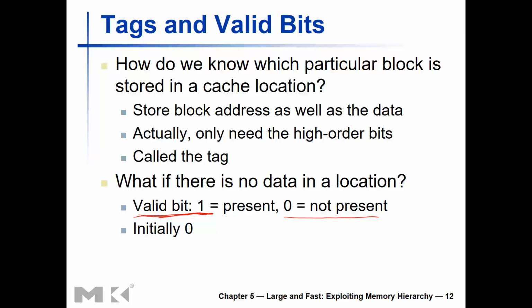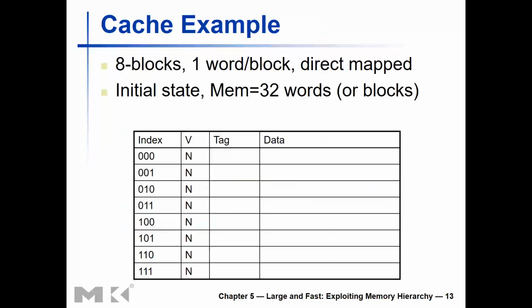Well, if you come out of reset and you power up your system or you start a program fresh, chances are you won't have data in the cache. So those are invalid. So in particular, when you come up from power up, you have to have a match for the tag, and you have to have the data stored there with the valid bit equal to 1.